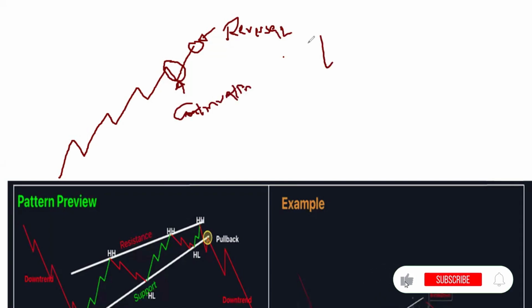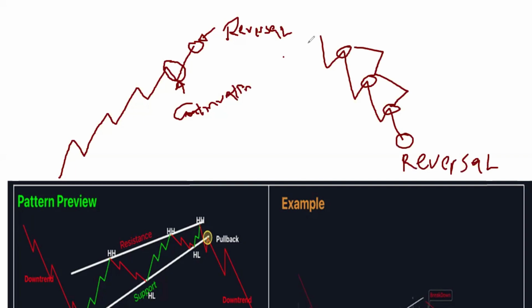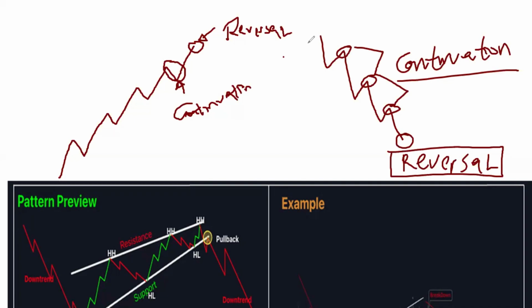Let's assume the market is going down like this: lower low, lower high, lower low, lower high. If you're looking for a pattern at the bottom here, you're looking for a reversal pattern. And if you're looking for a pattern right at the pullbacks, you're looking for a continuation pattern. So what is the difference between a continuation pattern and a reversal pattern? It's simple.